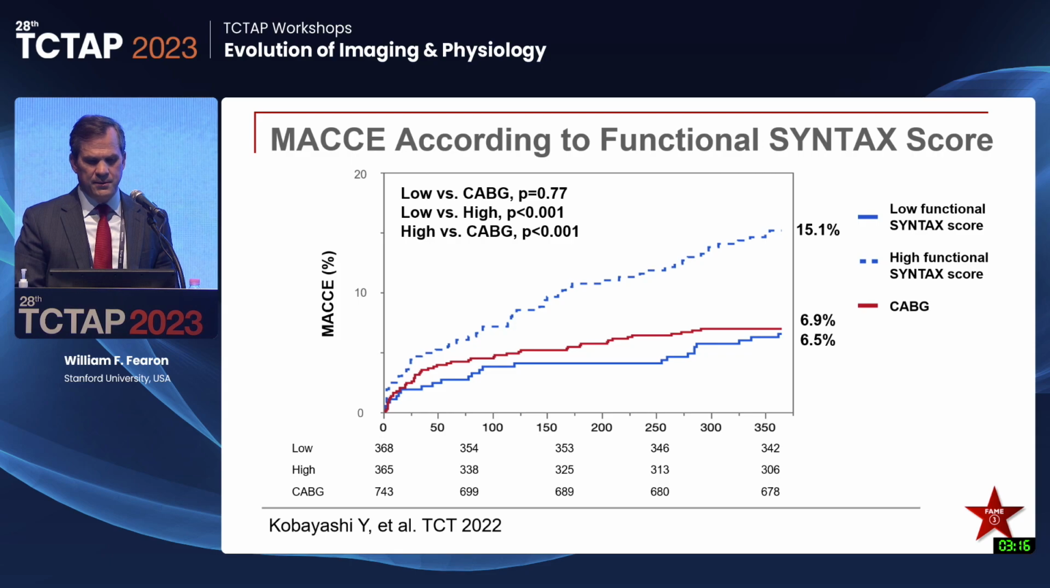And the reason that's important is that when we look at the outcomes in those low functional syntax scores, so half the patients, they have very similar outcomes to the bypass group, whereas the high functional syntax group patients have a significantly higher event rate.